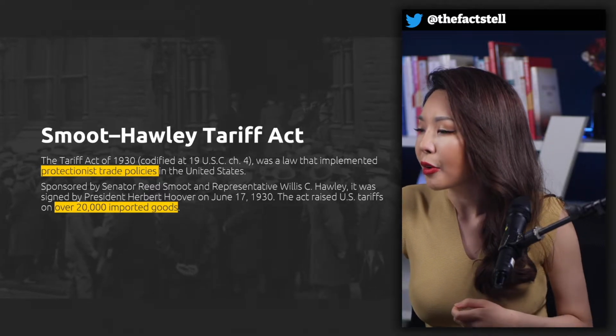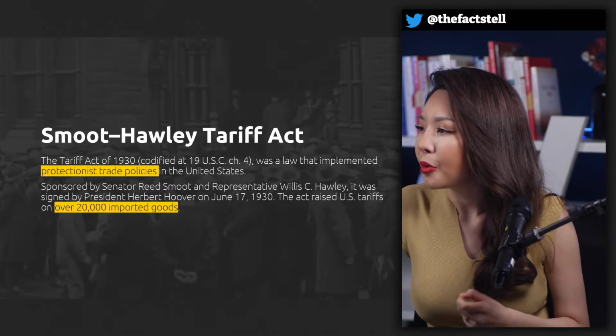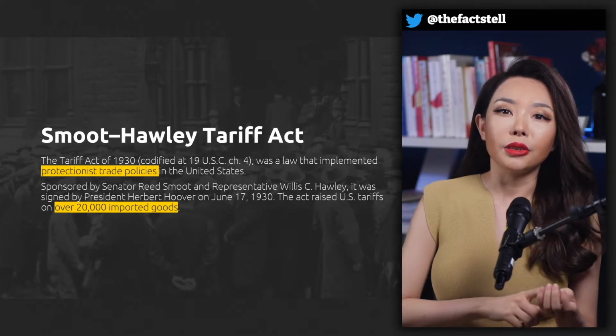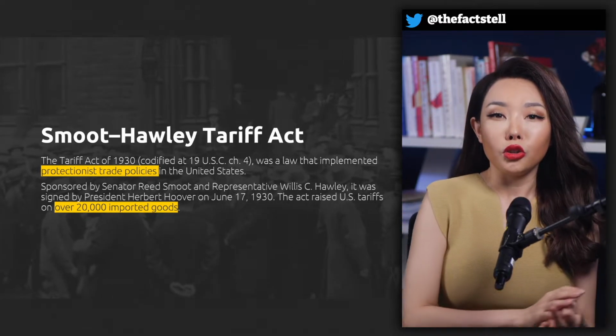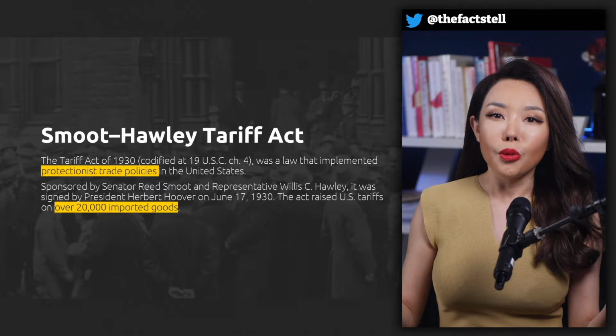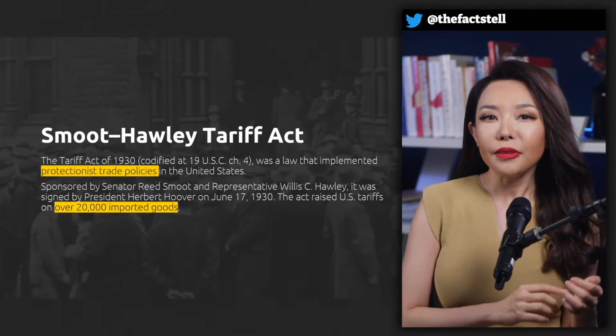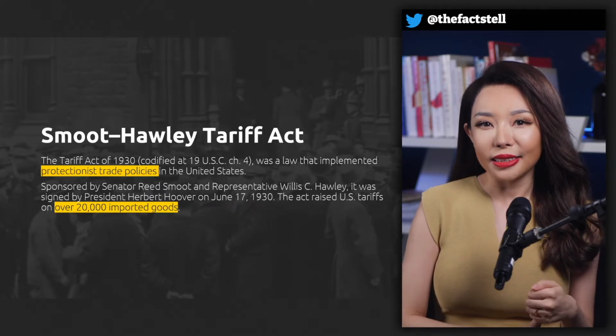He raised the U.S. tariffs on over 20,000 imported goods. From sugar to cotton, from wheat to shoes, it covers a huge range of daily necessities. Even surgical instruments were taxed. It was a frightening tariff. It did cut trade in the U.S. by half with foreign nations.